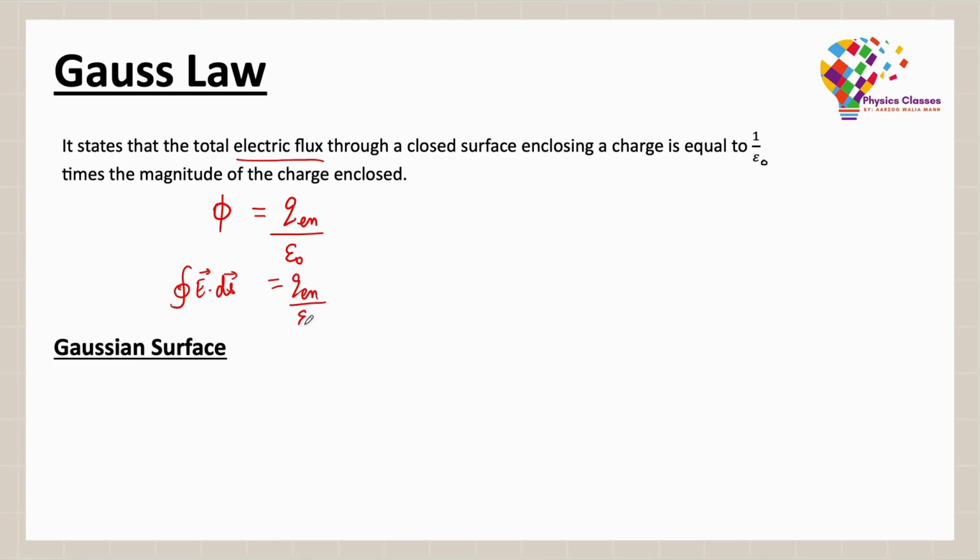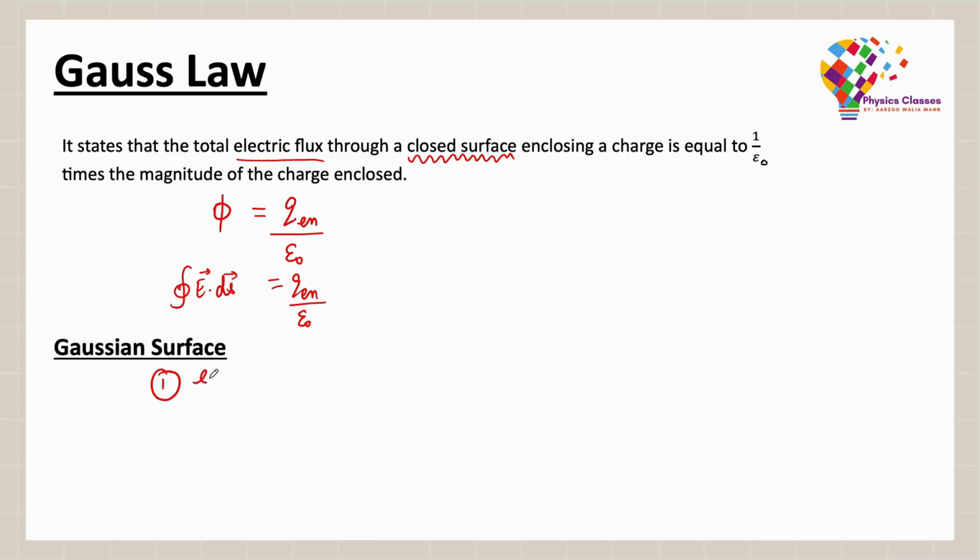Over here, whenever we want to apply Gauss law, we always have to apply it to a closed surface. Now, since I have to apply it to a closed surface, there can be situations where you do not have a closed surface given. Then you're supposed to choose your closed surface. So that surface that you choose is what is called your Gaussian surface.